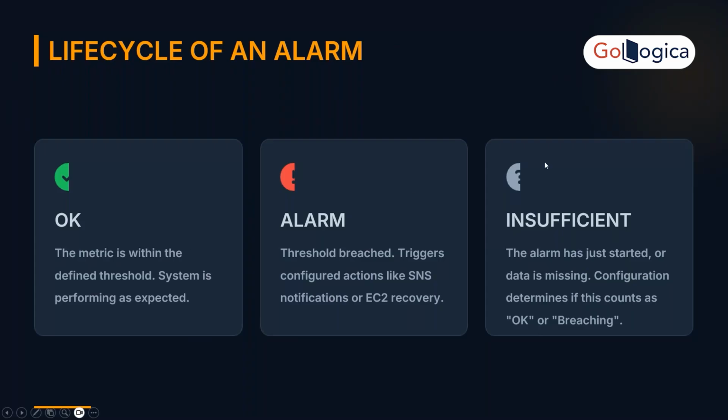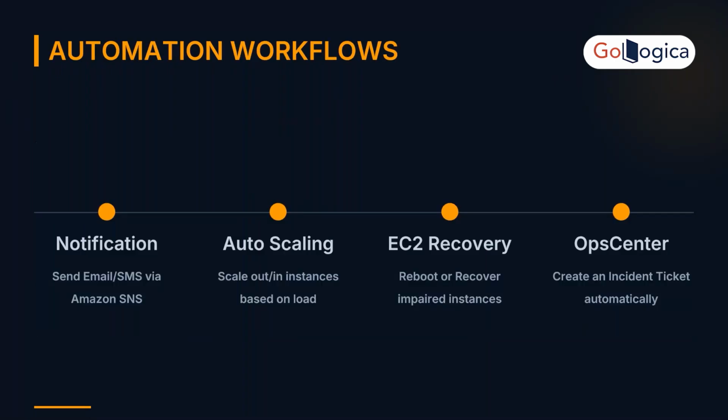So these are the three states, and we see how CloudWatch alarms and the automation workflow look, and how we can automate using these alarms. Now, whenever we get into auto scaling, we will automatically launch resources based on requirement, based on demand.